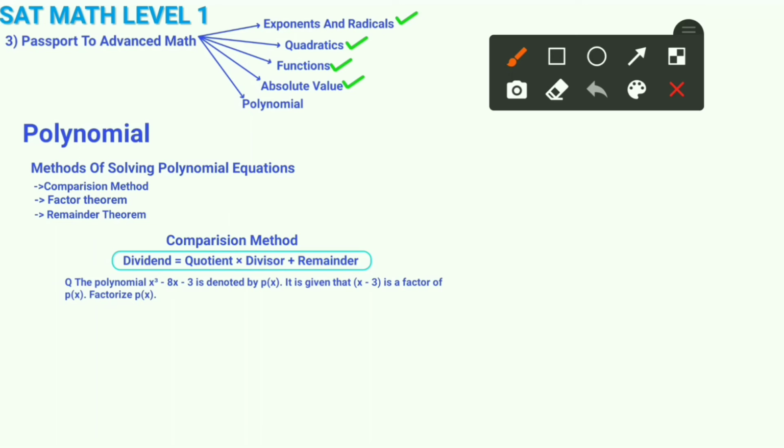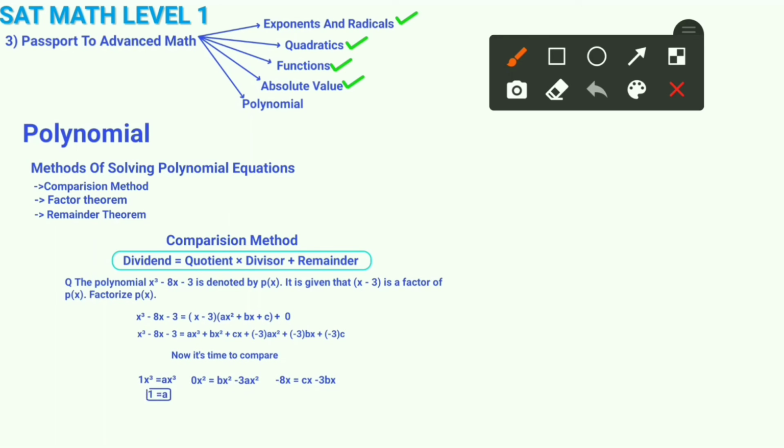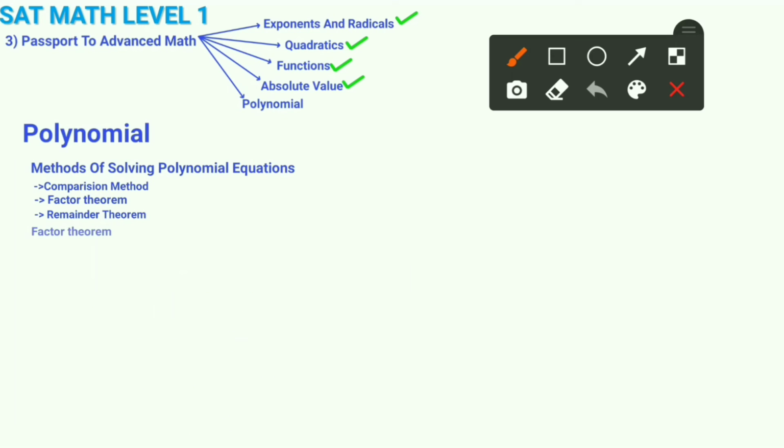The polynomial x to the power of 3 minus 8x minus 3 is denoted by p(x). It is given that this is a factor of this, factorize this. R is the remainder, but since we know that this is a factor, R will be 0. Now we're going to expand this, and then compare it. Now it's time to compare, and then we get the values. A is equal to 1, B is equal to 3, C is equal to 1. And then you put it in and you've got the values.